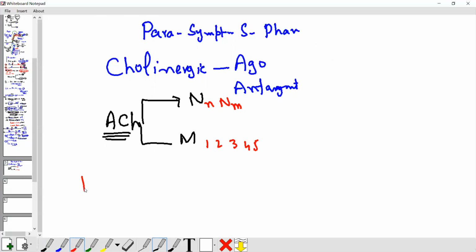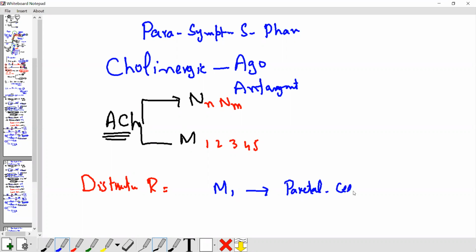Okay. Now we talk about the distribution of receptors. Then you can very easily understand what the receptor function is. Distribution of receptor means where the receptor is present. For M1, present where? M1 is present on the parietal cell. This you need to memorize. Do you know the stomach parietal cell? The parietal cell is producing HCl.